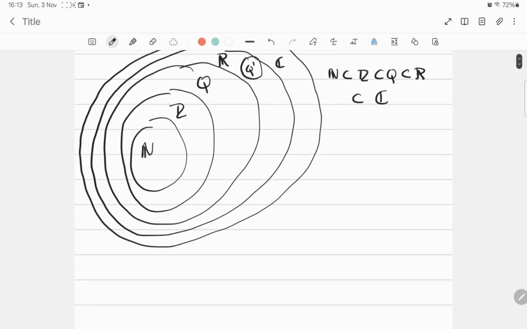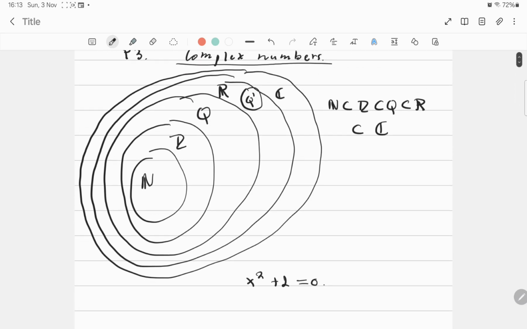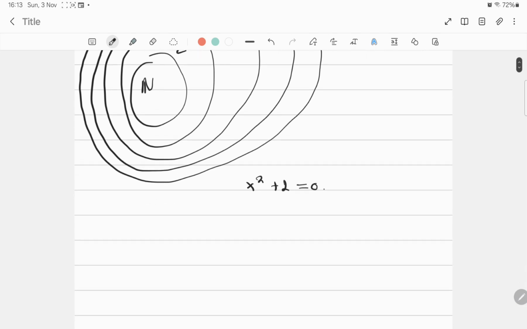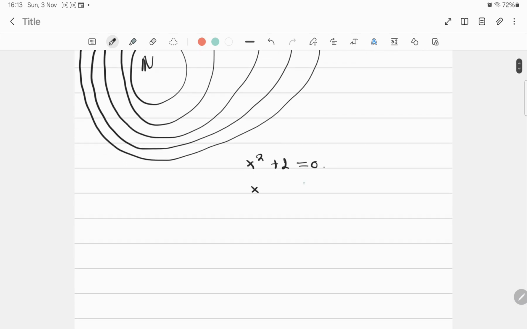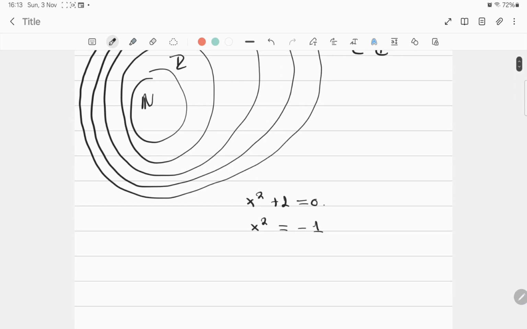Okay, how did the complex numbers arise? So we had x squared plus 1 equal to 0. We have this equation, right? So here we know that we cannot find a solution in the real numbers. Let's see this one, x squared equals minus 1. But as we know, in the set of real numbers, we cannot solve this equation.